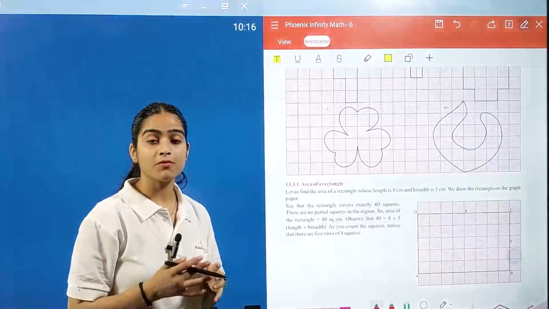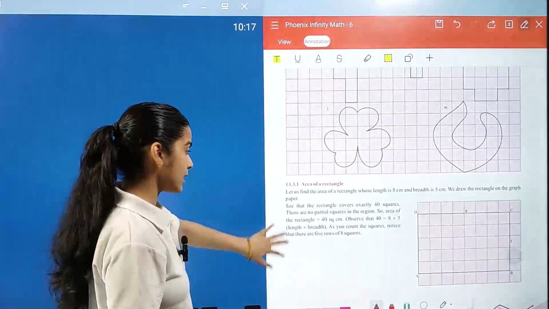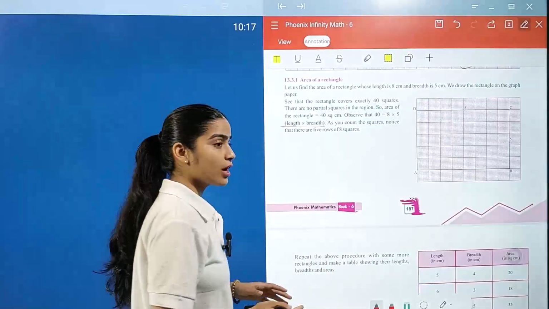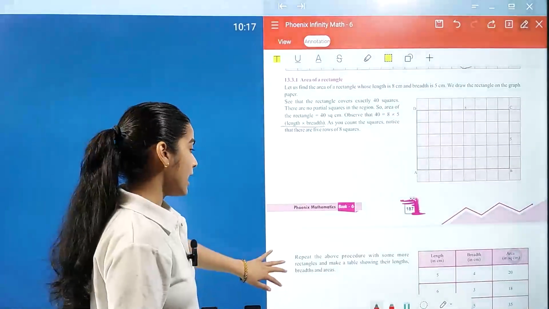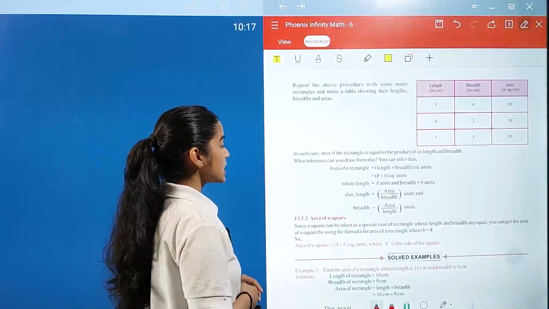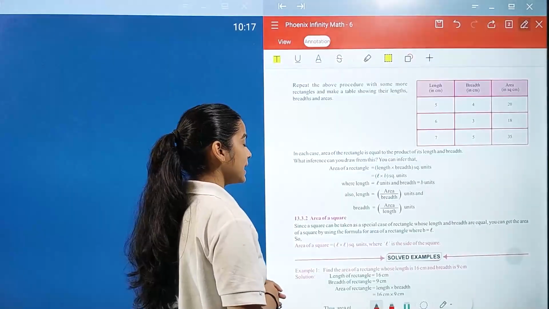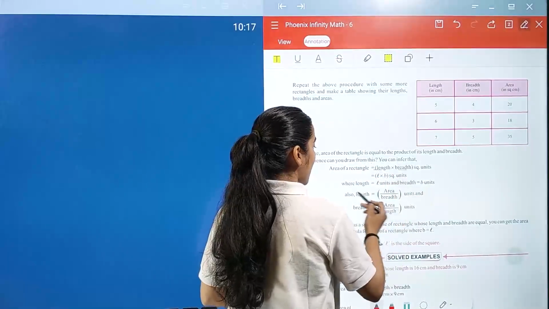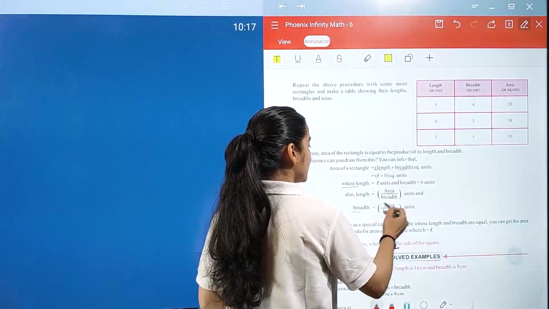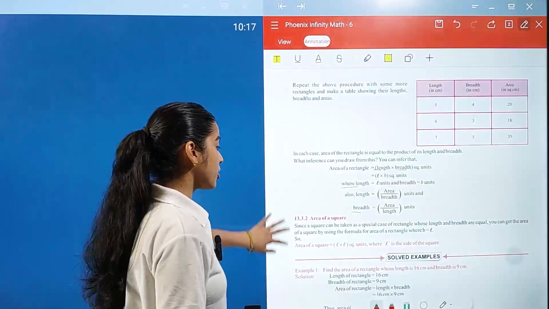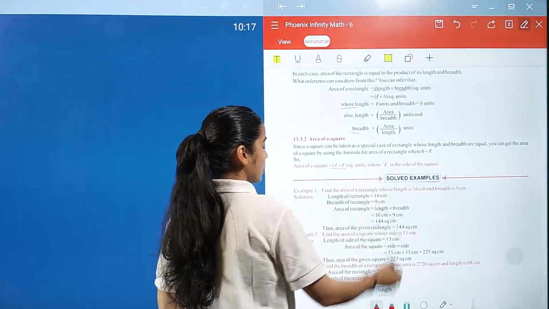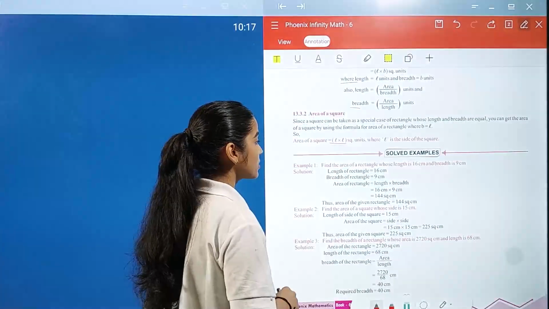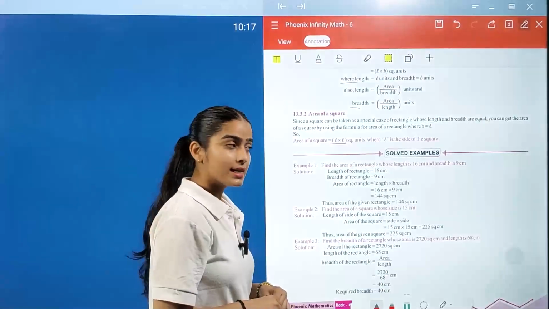So in this section we have some formulas where we have to put in the values and we will get our answer. First of all, area of a rectangle is length into breadth. So whatever length and breadth you have, you just have to multiply them together and you will get your answer. So in each case, the area of the rectangle is equal to the product of its length and breadth. What inference can you draw from this? You can infer that area is length into breadth, length is area divided by breadth, and breadth is area divided by length. So area of a square is L into L, because in a square all 4 sides are equal to each other. Now find the area of a rectangle whose length is 16 centimeter and breadth is 9 centimeter.